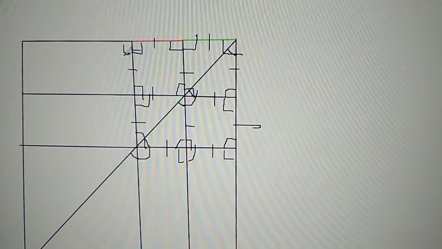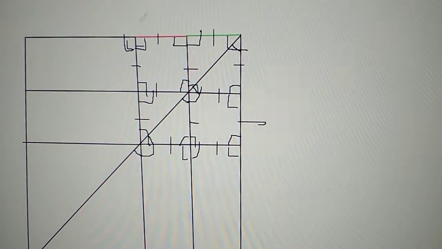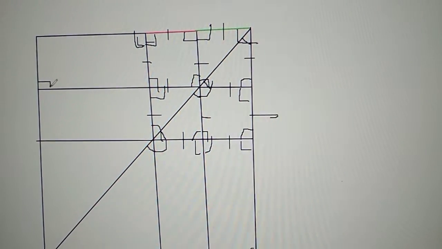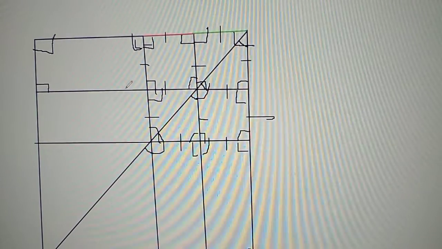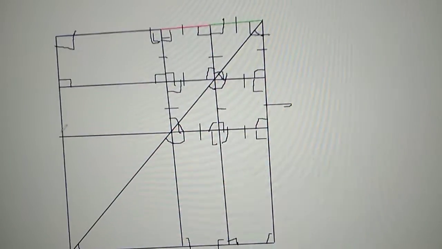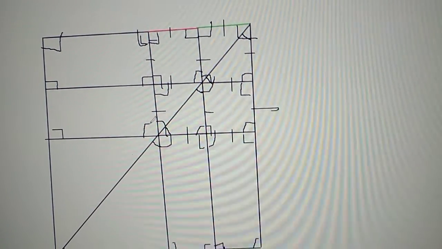We have that this is a right angle because it's a straight line, a line falling upon a straight line, creating two adjacent angles equal to two right angles. So this also should be a right angle, using always the same reasoning. And this also should be a right angle, and a right angle.